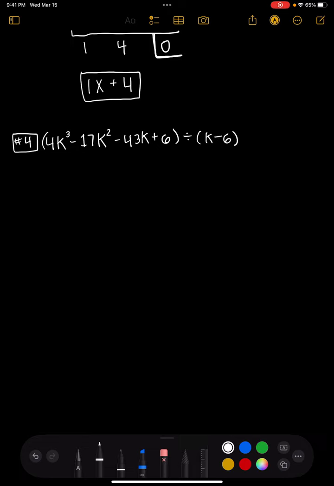So we're going to do it exactly the same way as we did that third example. The first thing we're going to do is take the thing we're dividing by, which is the k minus 6, and set it equal to 0 and solve for k. So to solve this for k, I'm going to add 6 to both sides, which would give me that k is equal to 6 because these 6's over here cancel out.